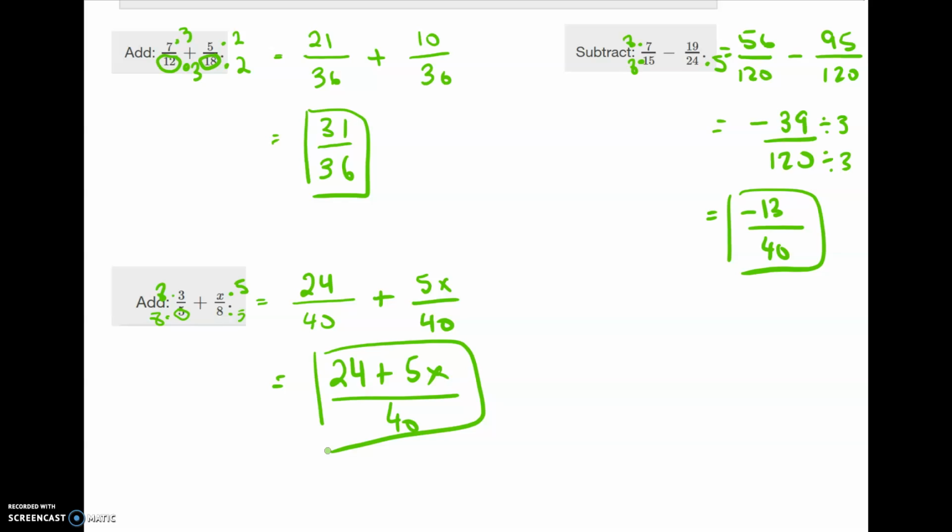This is the last video for fractions. Definitely practice all of these before moving on to the next sections. It is very important, particularly for adding and subtracting, that you are comfortable with finding the least common denominator so that you can add and subtract.